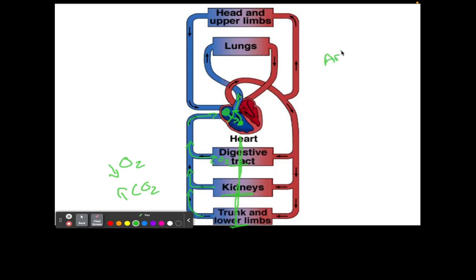Arteries move blood away from heart. Away. A for away. Arteries move away. So in this case, the pulmonary artery is going to bring this deoxygenated blood to the lungs.